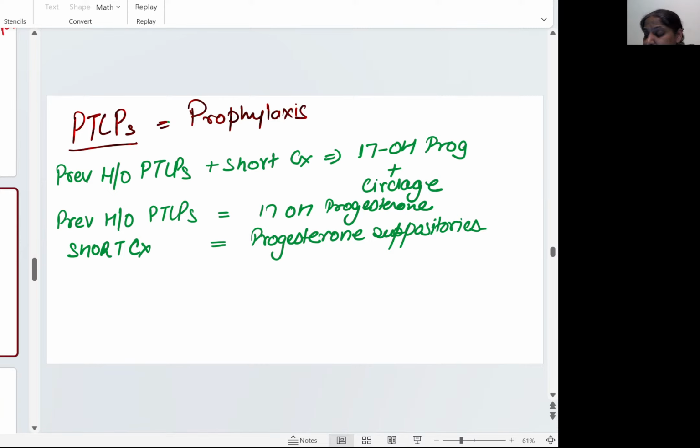We give 17-hydroxyprogesterone to the patient, and if the patient had short cervix, then we do cerclage. Very good, Dr. Iman. The prophylactic procedure is cerclage and the drug is 17-hydroxyprogesterone. They ask you which is the drug of choice for prophylaxis of preterm labor pain. Answer is 17-hydroxyprogesterone, not simple progesterone. Along with cerclage, we also give the drug 17-hydroxyprogesterone.